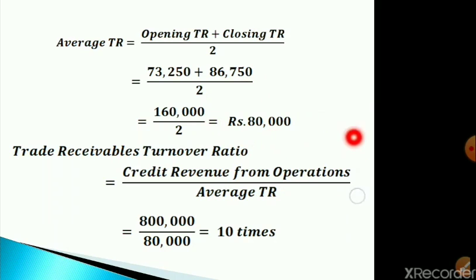So just put it in the formula. Trade receivables turnover ratio is equal to credit sales divided by average trade receivables. That is 8 lakh divided by 80,000 is equal to 10 times. And as I have mentioned earlier, all our turnover ratios will be expressed in times.